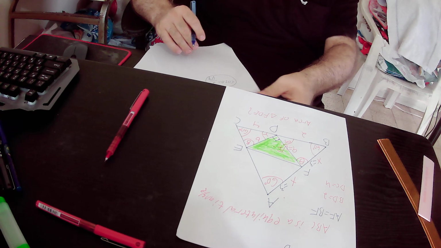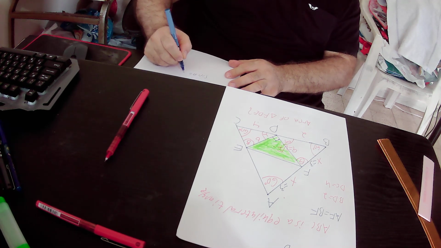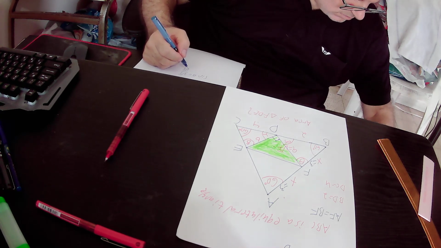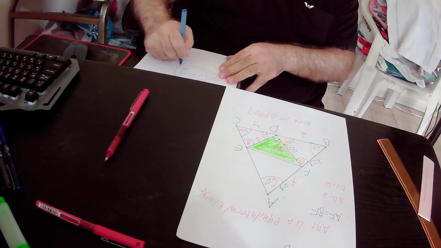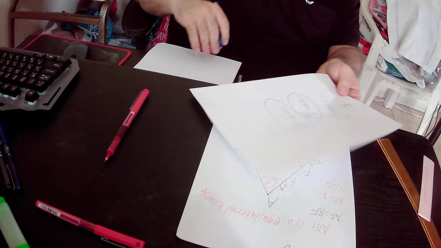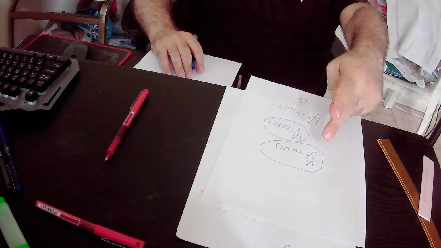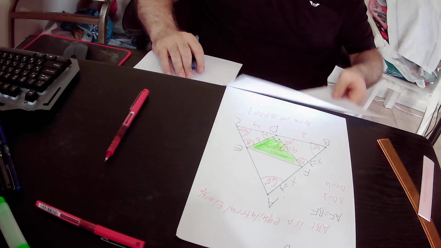And we have already found out that the value of sine theta equals root 3 over root 7. Okay, we've already found out that the value of sine theta equals root 3 over root 7. Okay.